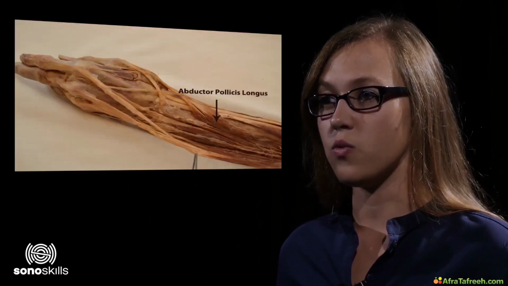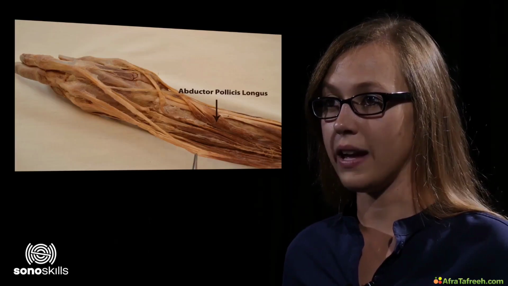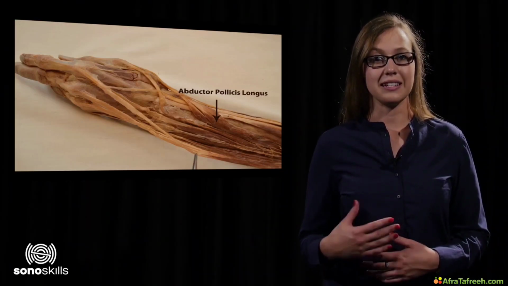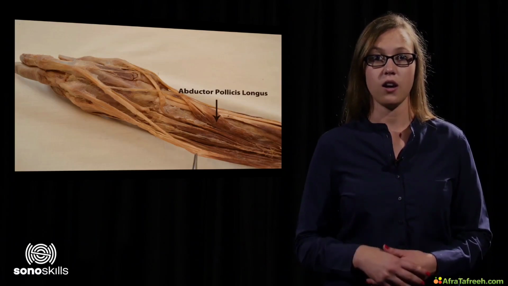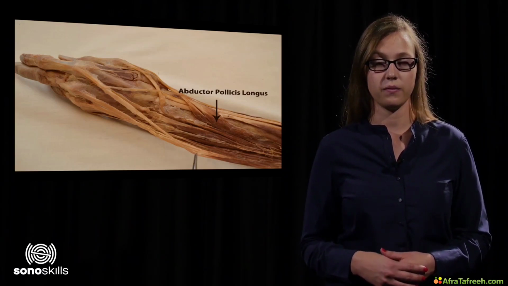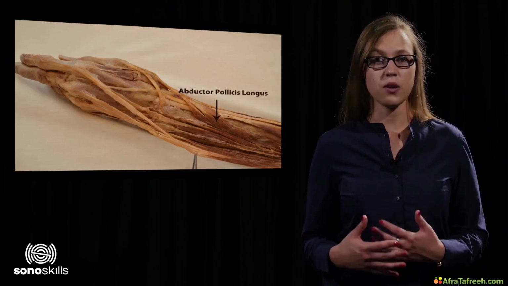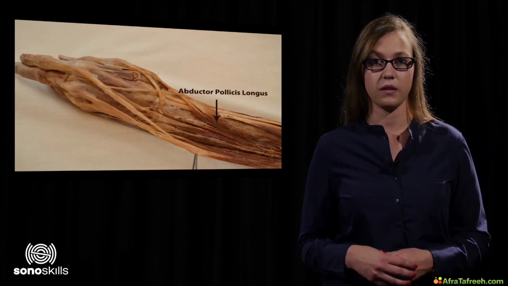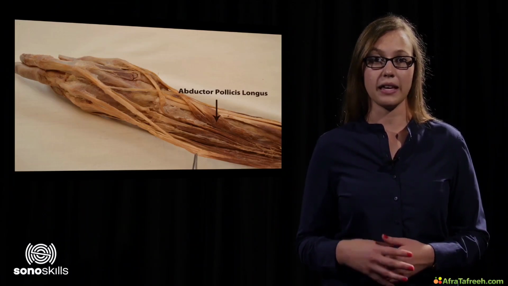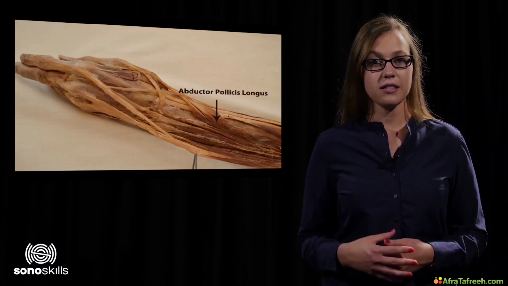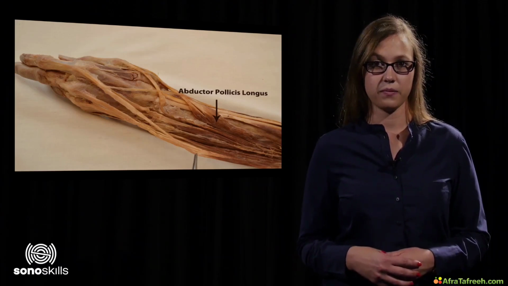The APL originates from the ulna, radius, and interosseous membrane. It inserts distally and superficially on the radial side of the base of the metacarpal bone. It also has a variable proximal deep insertion part on the trapezium, joint capsule, or belly of the APB. The APL abducts and extends the thumb.